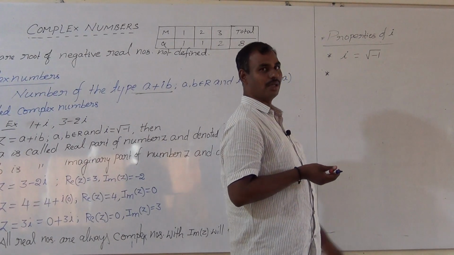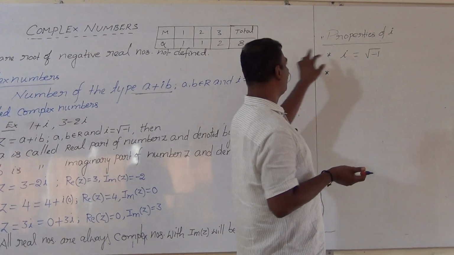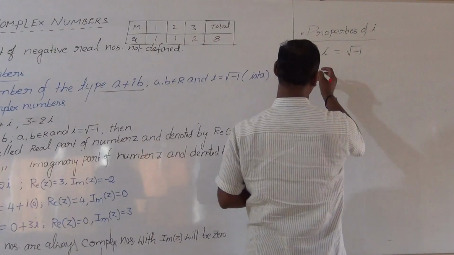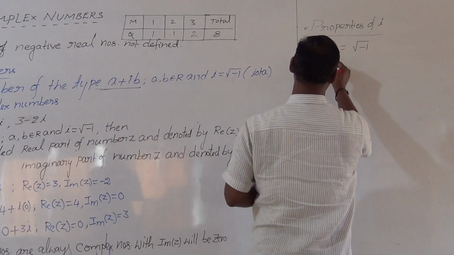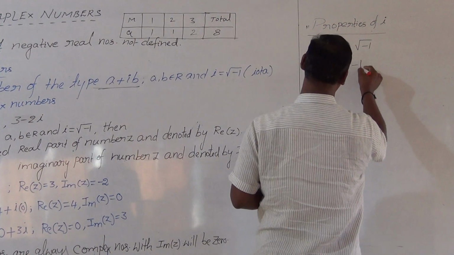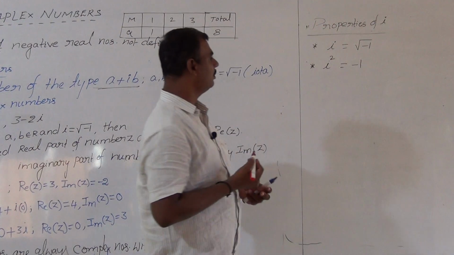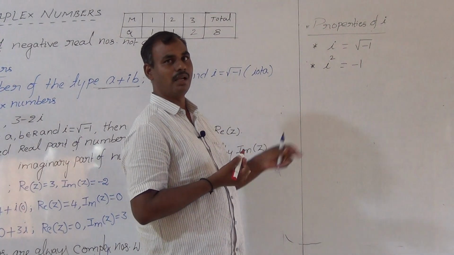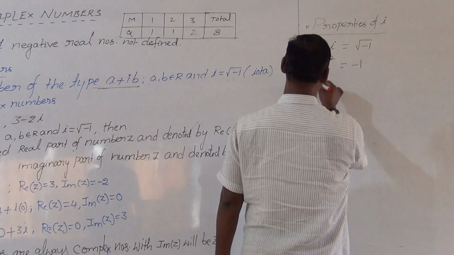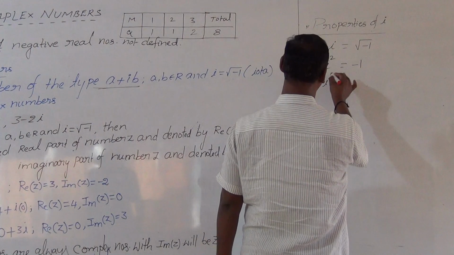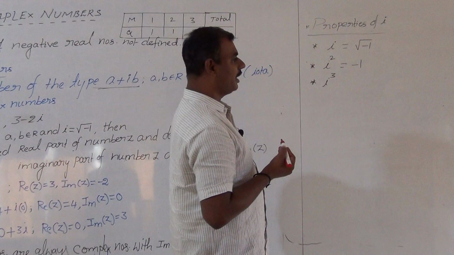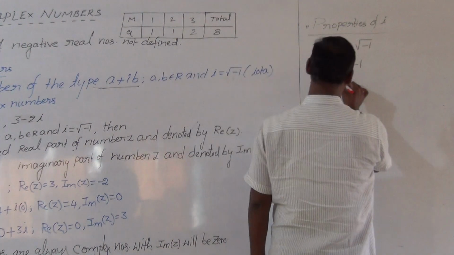What is iota? Iota value will be the square root of minus 1. Now simply squaring on both sides, the square root will be cancelled. What is remaining? I square is equal to minus 1. Now let us increase the power. I take i raised to 3. How to write this value?